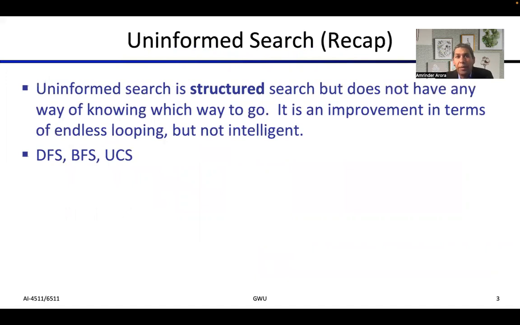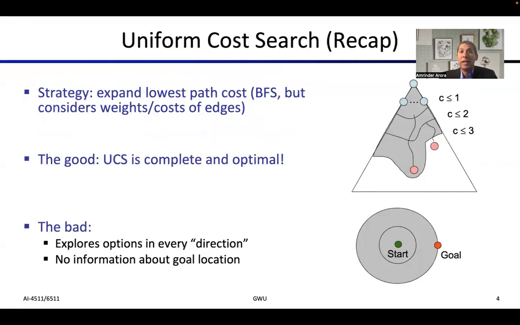So just to recap, the uninformed search, which is what we have studied in the past, is essentially a structured search, but it just does not have any way of knowing which way to go. It's an improvement over endless looping, but it's not intelligent. The examples of the uninformed, structured search that we studied last time were depth first search, breadth first search, and the UCS. And to recap, UCS, uniform cost search, is essentially BFS, except it does take into account the weights or the cost of the edges.